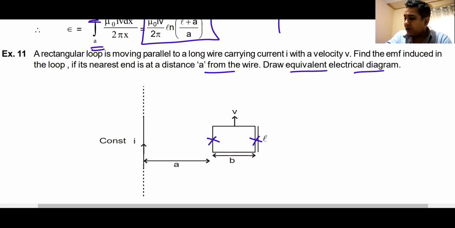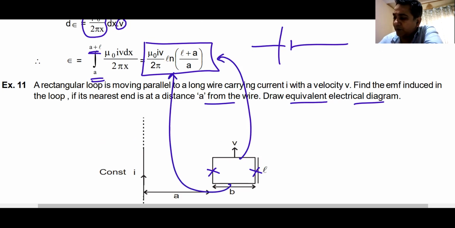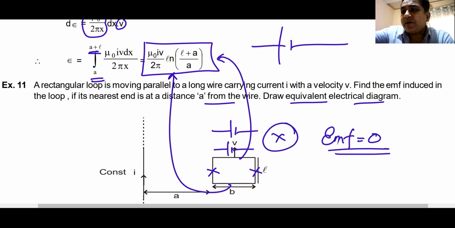EMF induced in the upper part, we have already found out. EMF induced in the upper part will be this one. EMF induced in the lower part will also be this one. Upper part will also be like this. Lower part will also be like this. Both of these will cancel each other out. Hence, the net EMF induced in the loop will be zero. If the net EMF induced in the loop is zero, the current in the loop will also become zero. Yes or no? Can I raise hand that we understand this, sir?